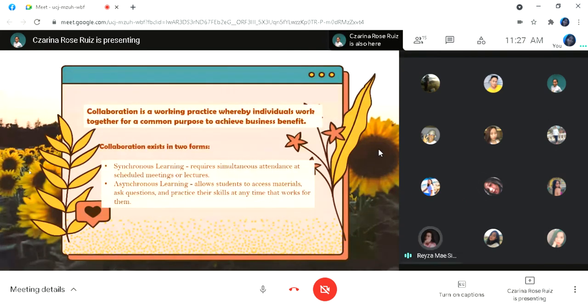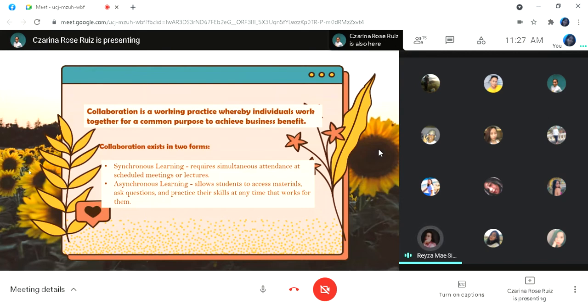Good morning, everyone. So let's tackle collaboration. What is collaboration? Collaboration is a working practice whereby individuals work together for a common purpose to achieve business benefit. So collaboration enables individuals to work together to achieve a defined and common business purpose.